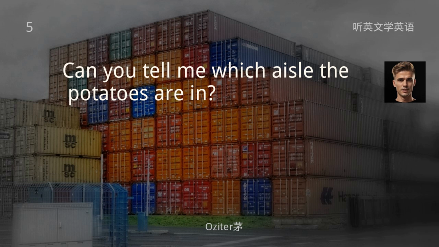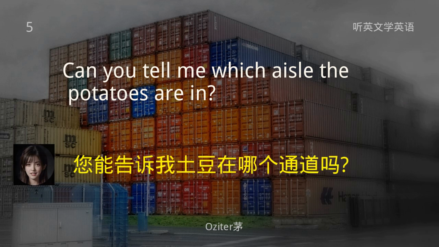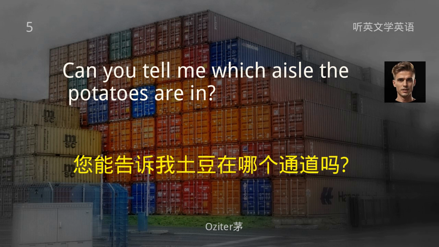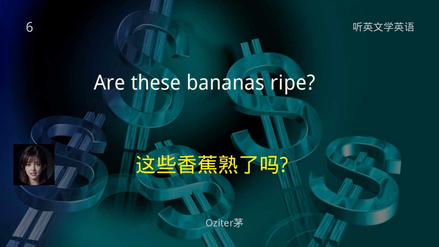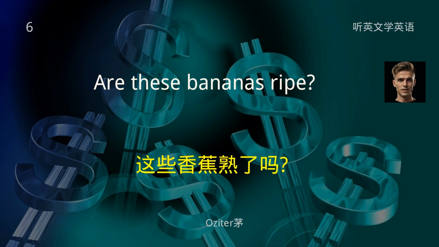Can you tell me which aisle the potatoes are in? 您能告诉我土豆在哪个通道吗？ Can you tell me which aisle the potatoes are in? Are these bananas ripe? 这些香蕉熟了吗？ Are these bananas ripe?